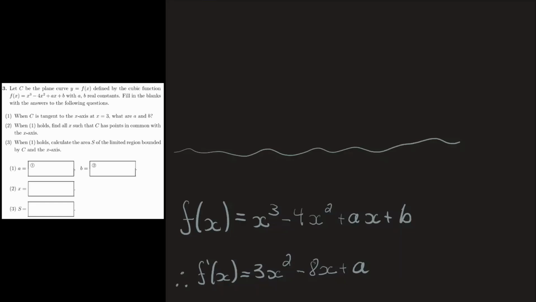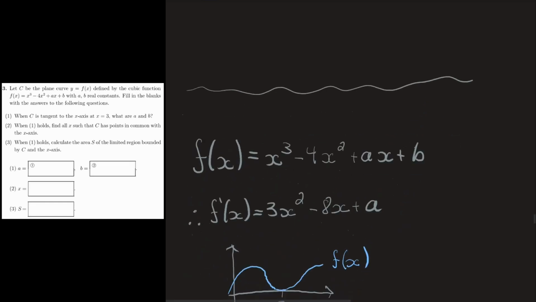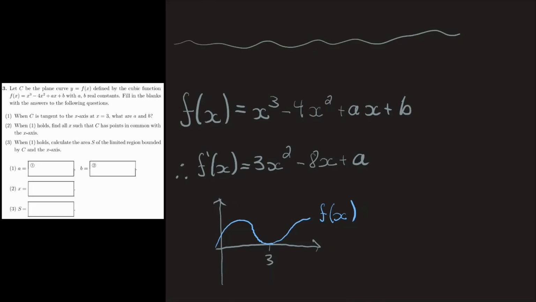Now the question tells us that our curve C is tangent to the x-axis when x equals 3. What that means is that at x equals 3, f of x must equal 0, since our curve is tangent to the x-axis. And for that to be the case, it must be touching the x-axis. Also, at that exact point, at x equals 3, our curve must be parallel to the x-axis. So our curve might look something like this.